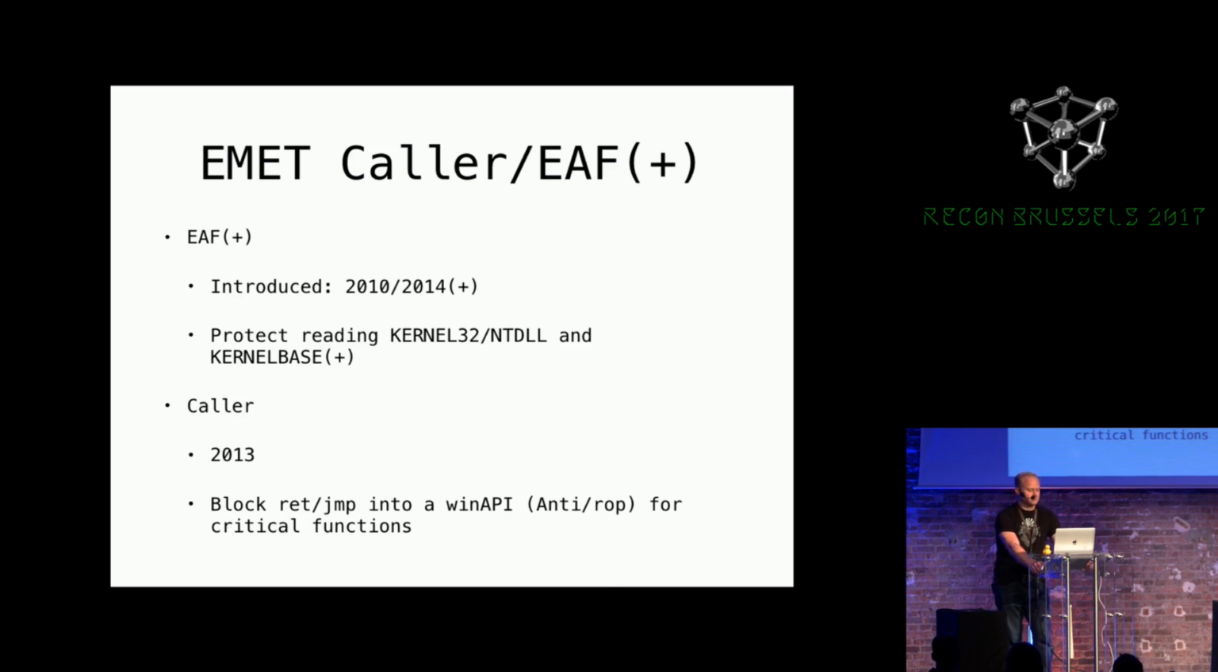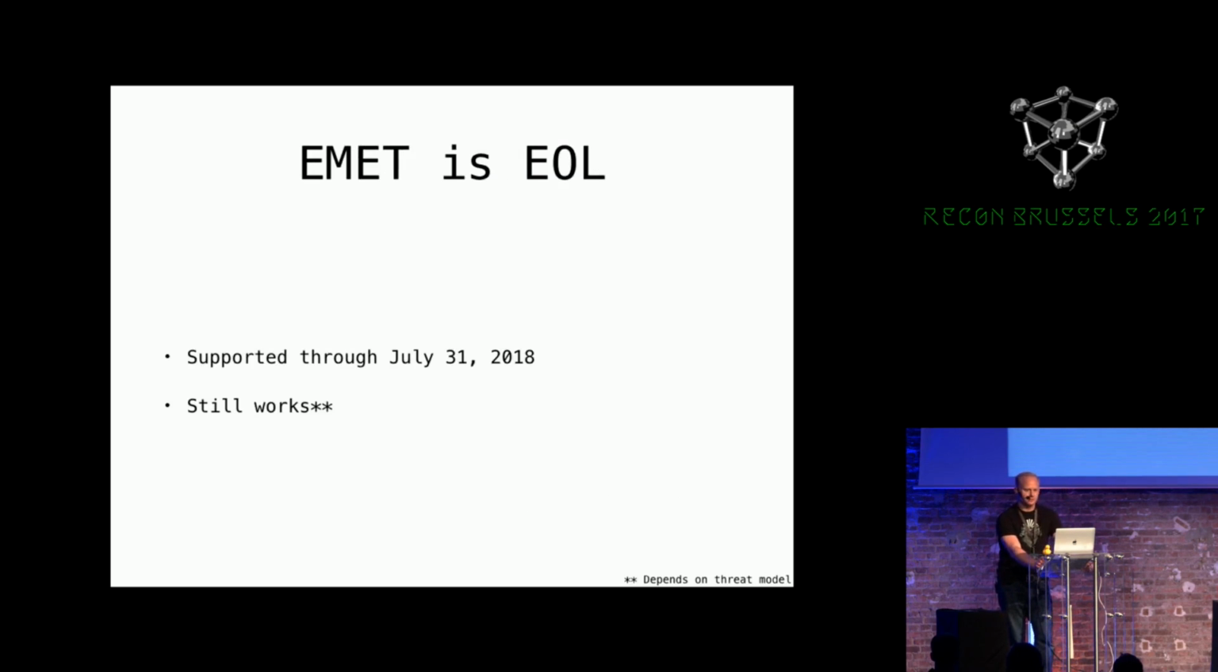Then there's Caller, which was introduced in 2013, and it blocks any returns or jumps directly into a Windows API, so it's more of an anti-ROP. But if you remember when I quickly explained how the hash API works, it does a jump from the hash API into the Windows API. So these two protections actually mitigate against the hash API itself. Technically, EMET, or EMET, I pronounce it two different ways, however I'm feeling, is considered end of life. It is going to end July 31st, 2018, but it still works.